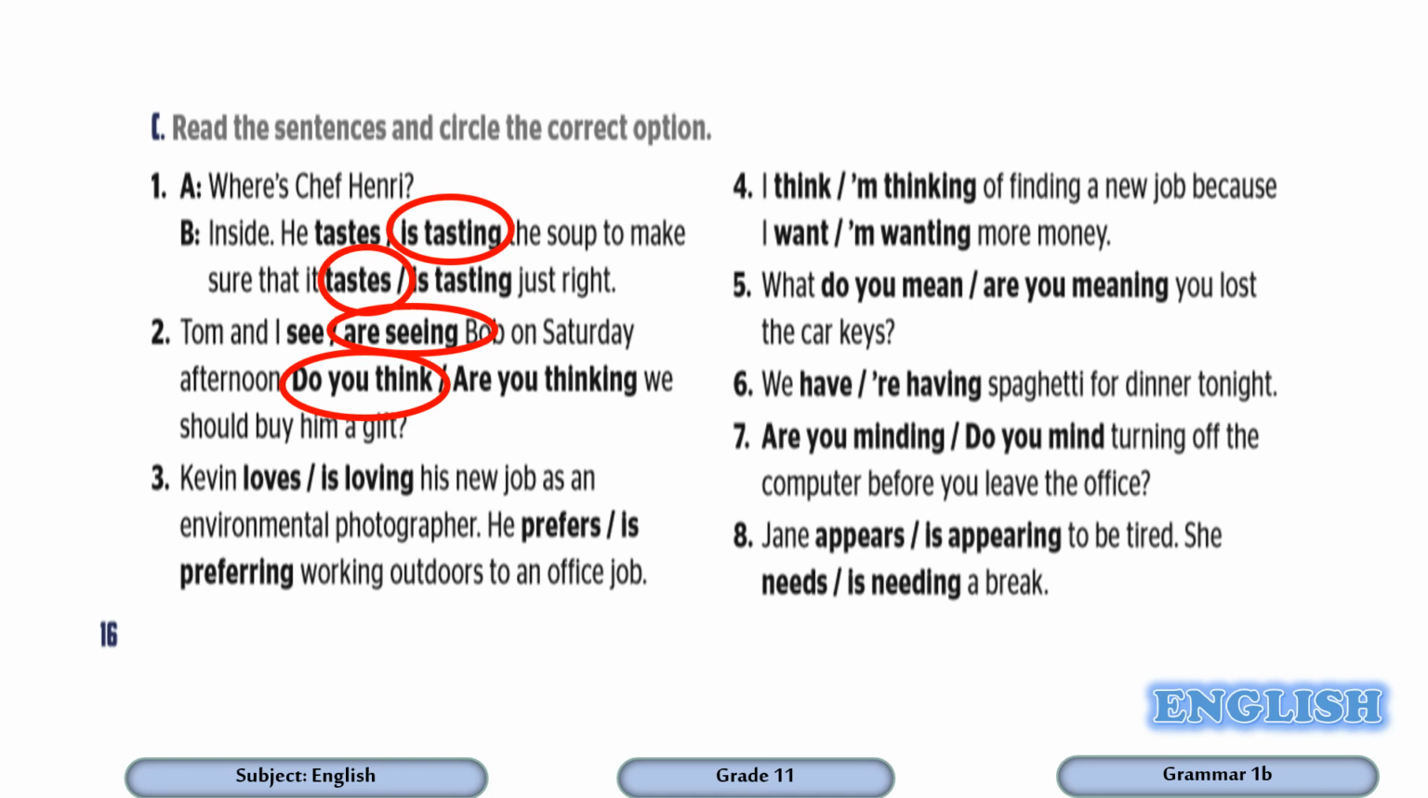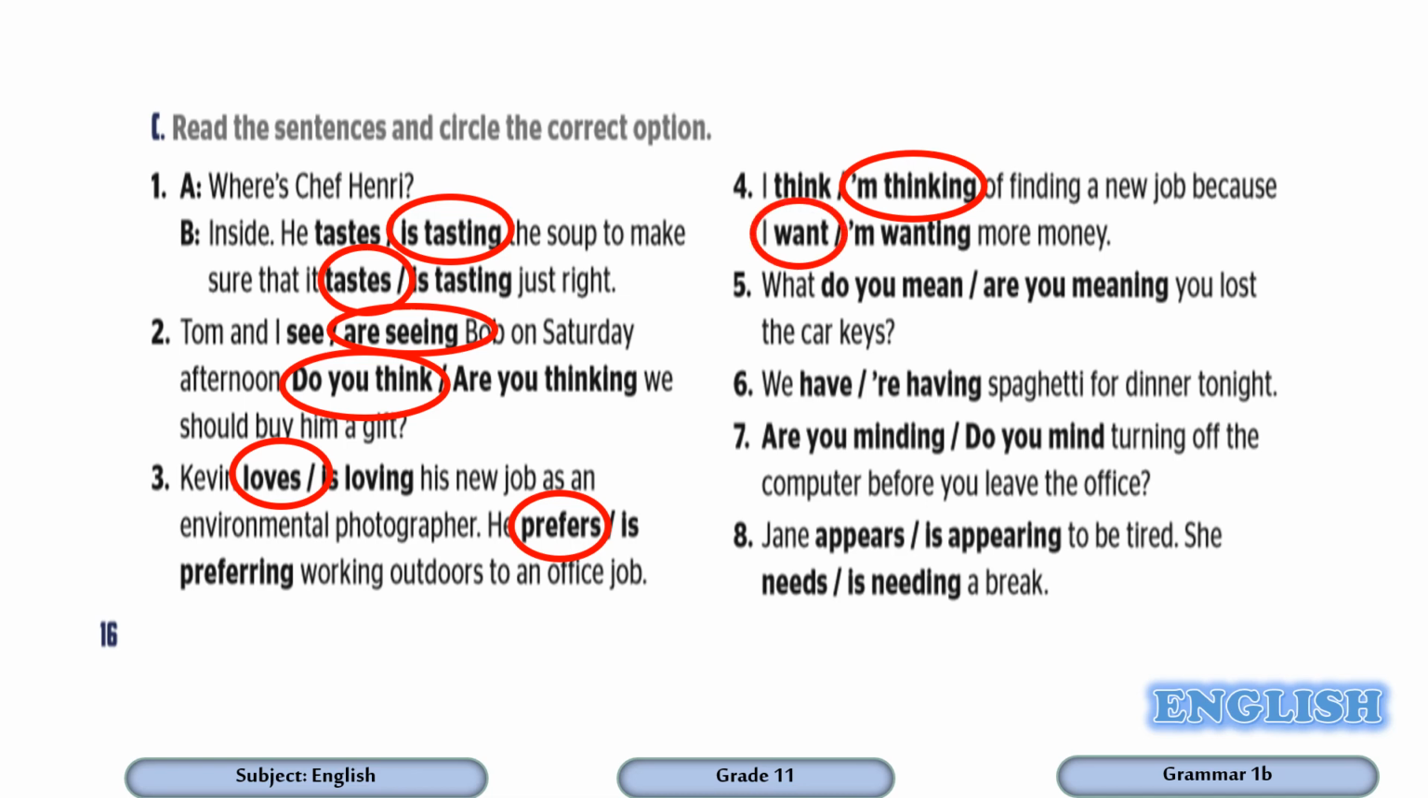Kevin loves or is loving his new job as an environmental photographer. He prefers or he is preferring working outdoors to an office job. So Kevin, love is his feeling, so loves and prefers, it's about preferences. Next one, I think or I'm thinking of finding a new job. This is my plan. It's an action verb about things going around in my mind. So I'm thinking, it's not a state, it's not an opinion. Because I want or I'm wanting. In fact, it's weird to say I'm wanting. We never ever say I'm wanting. So I want more money.